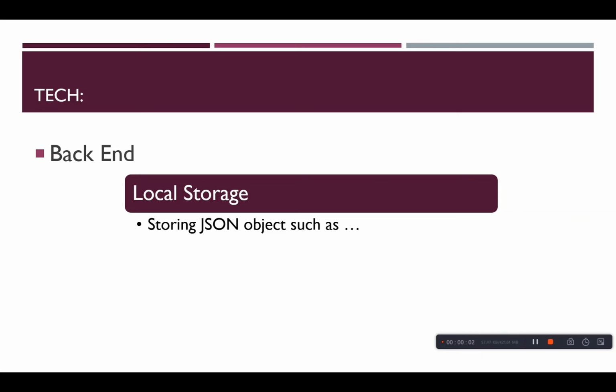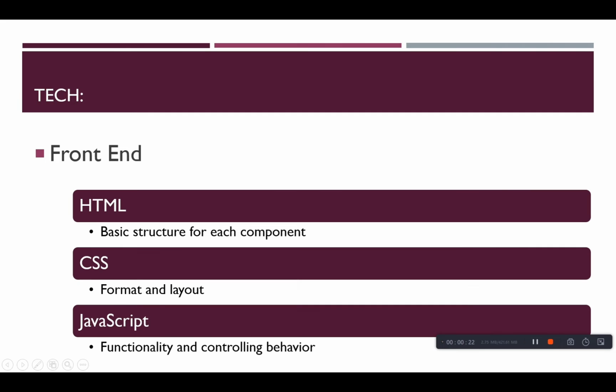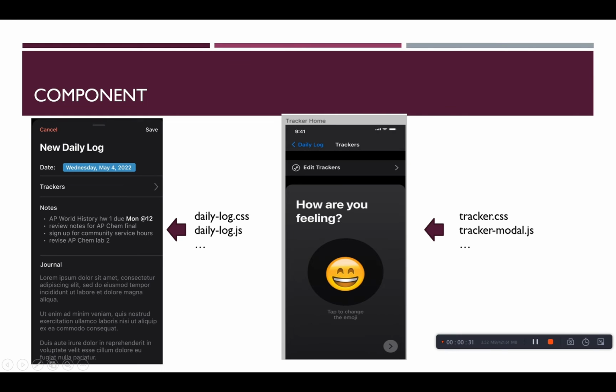For the technical aspect of our product, we decided to utilize local storage since it's easy to maintain, debug, and extend this functionality. It stores JSON objects such as date, notes, journal, and tracker information like emoji or sleeping hours that are passed from the front-end component. In the front-end, we have HTML files for basic structure, CSS for the layout and format, and JavaScript for implementing functionality of each component. We avoid having a big chunk of code in one file so that each component has its own HTML, CSS, and JavaScript files, making it easier for each team to focus on the specific functionality without disturbing others' work.